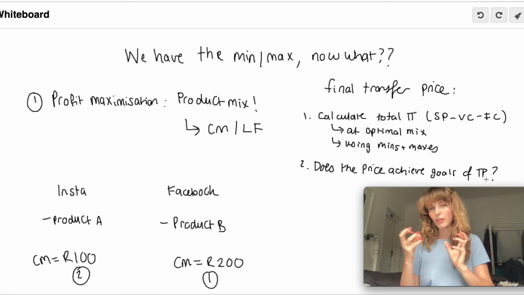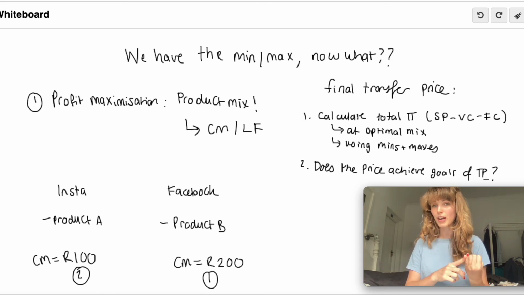And ultimately we get these final profit figures for each minimum, for each maximum we plugged in. And we say, does this achieve performance evaluation? Is it fair? Because if Instagram or Facebook is earning this huge loss and the other division is earning a huge profit, obviously that division is going to be remunerated accordingly. That's not really that fair. So you wouldn't choose that transfer price.